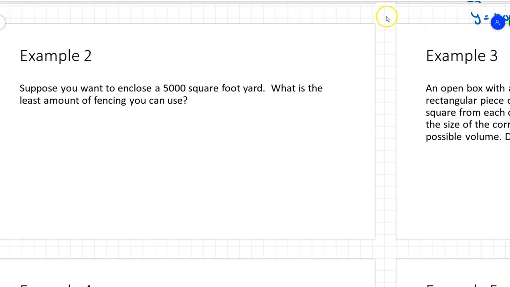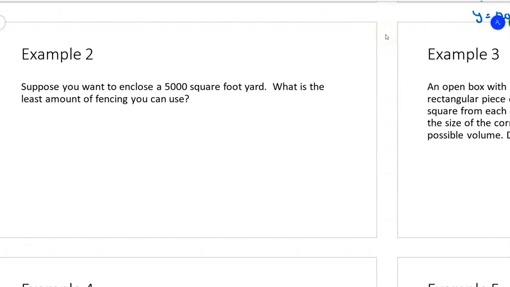All right, let's try another one. This says you've got a 5,000 square foot yard. What's the least amount of fencing you can use? So again, I'm assuming some sort of a rectangular setup for this fence. This time, it's not bordered by any kind of a wall. So I need all four sides for my fence.